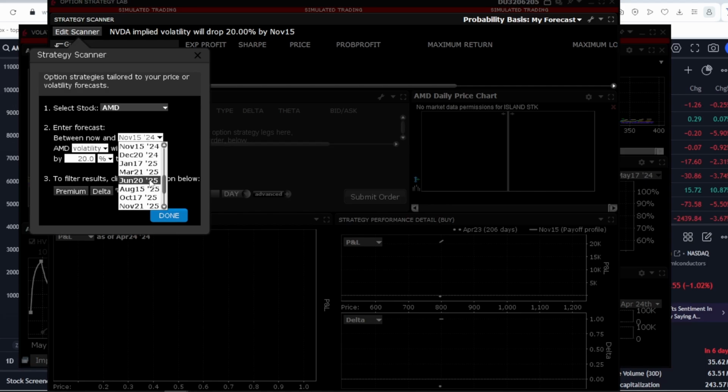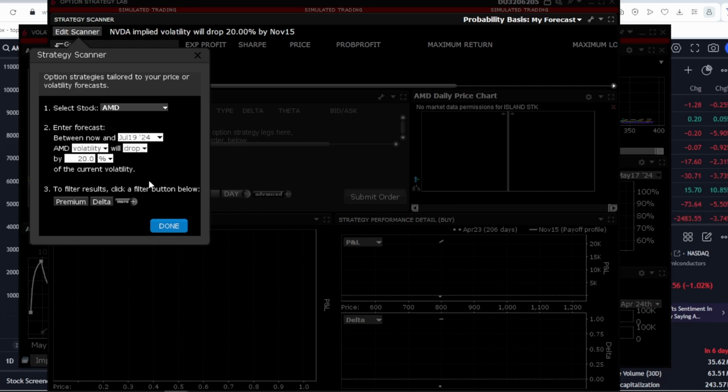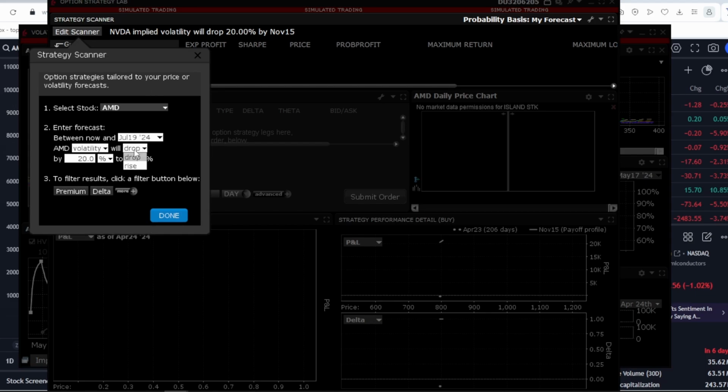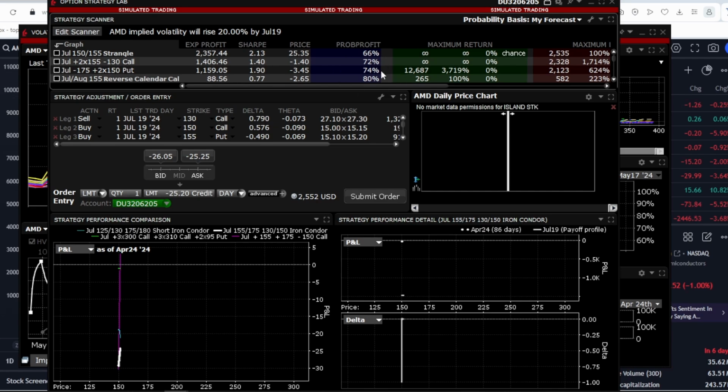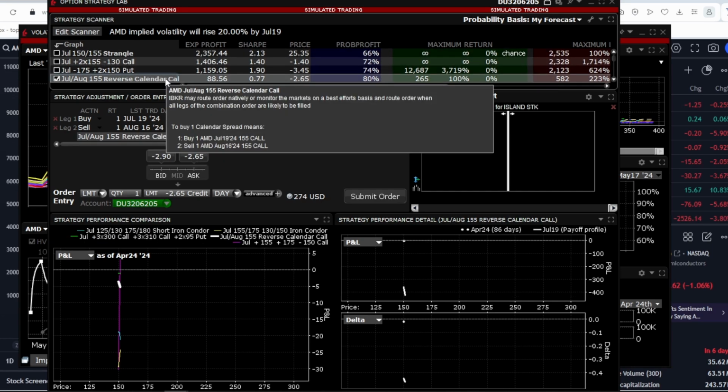An artificial intelligence will help us create a strategy. For instance, we can choose an expiration date in July. To specify volatility, let's say that the volatility will increase by 20%. As we can see, some strategies achieve a profit probability of 80%. That's a lot. Let's see what they offer us. They offer us a reverse calendar spread, an interesting strategy.